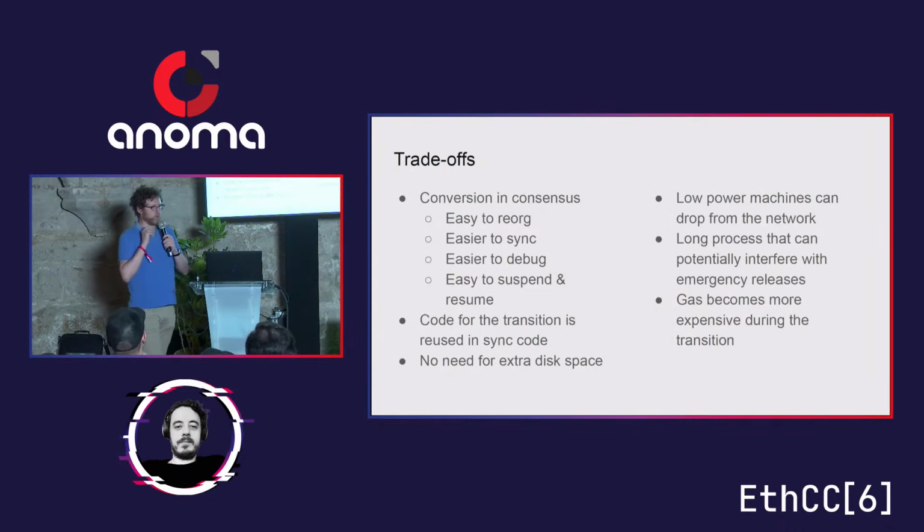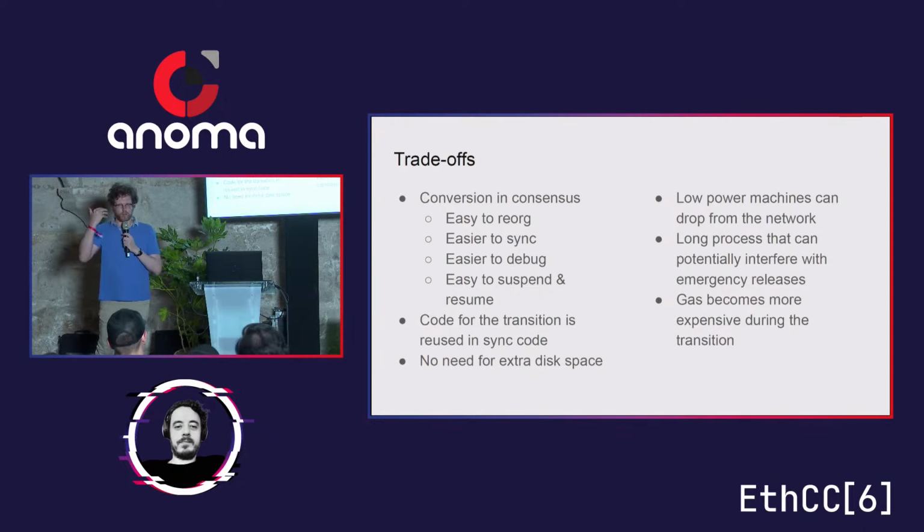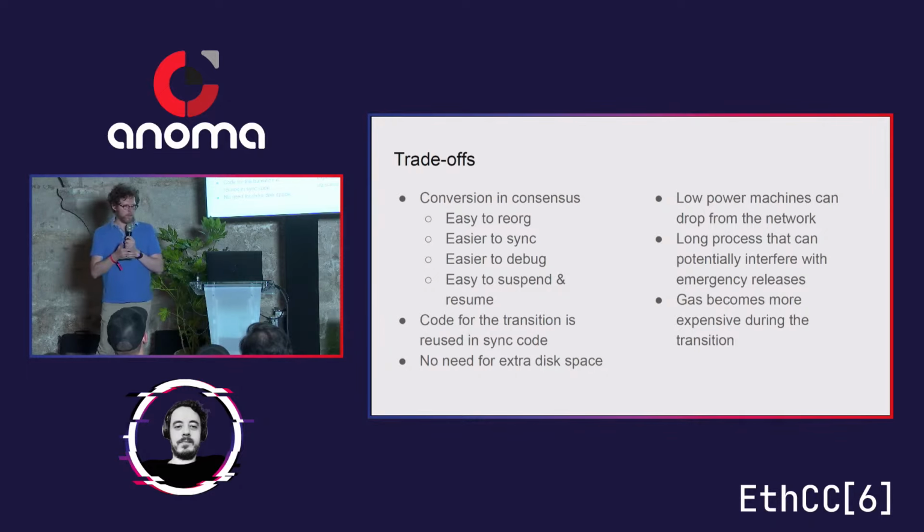But coming back to the method, the great advantage is that whatever code you write for this transition can be reused in sync. More importantly, all this conversion happens inside the consensus. So if one of the clients has a bug, it will immediately appear. There will be a chain split. We can intervene and fix it.